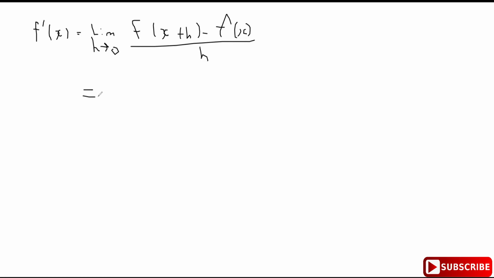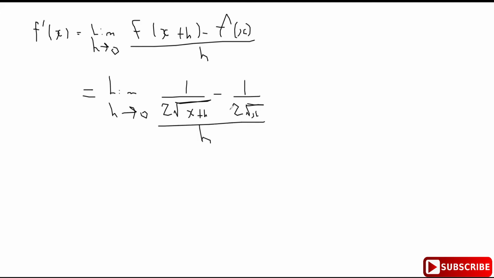f of x was 1 over 2 root x. So this will become the limit as h tends to 0 of 1 over 2 times the square root of x plus h minus 1 over 2 times the root of x. And then this is, of course, divided by h. So then what do we do now?